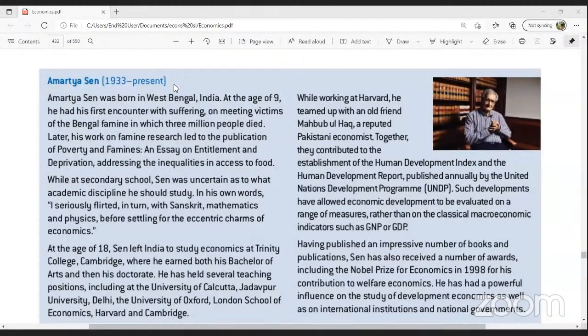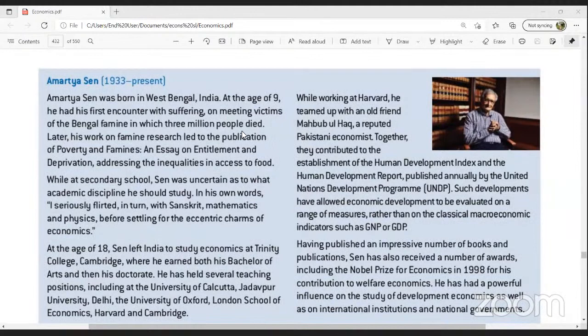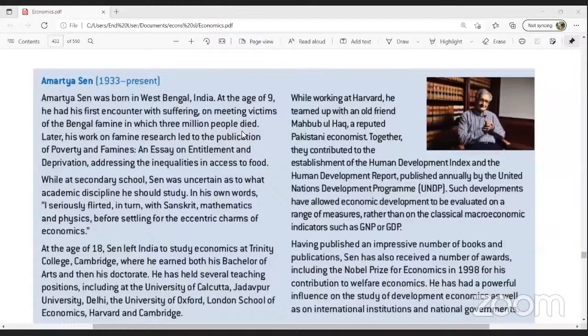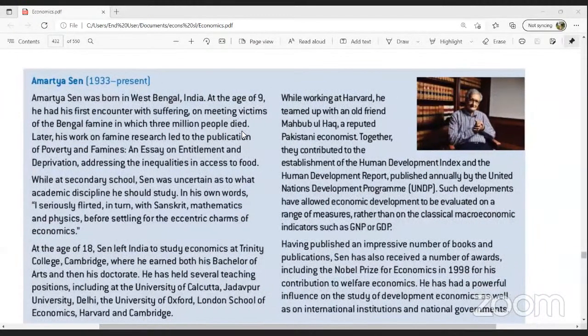University of Oxford, London School of Economics, Harvard, and Cambridge. While working at Harvard, he teamed up with an old friend, Mahbub ul Haq, a reputed Pakistani economist. Together, they contributed to the establishment of the Human Development Index and the Human Development Report, published annually by the United Nations Development Programme, UNDP.